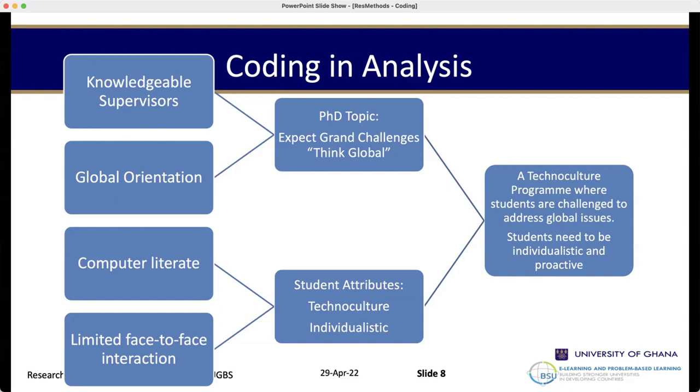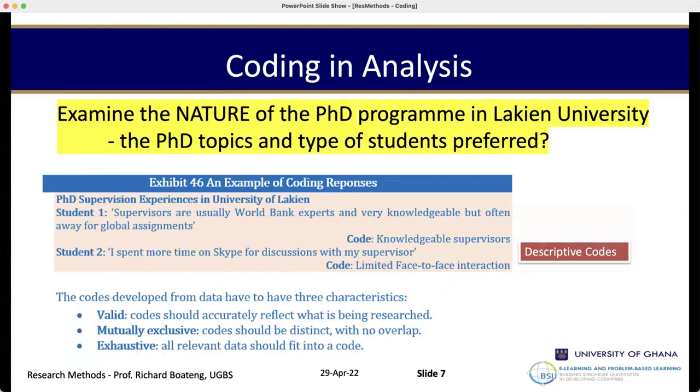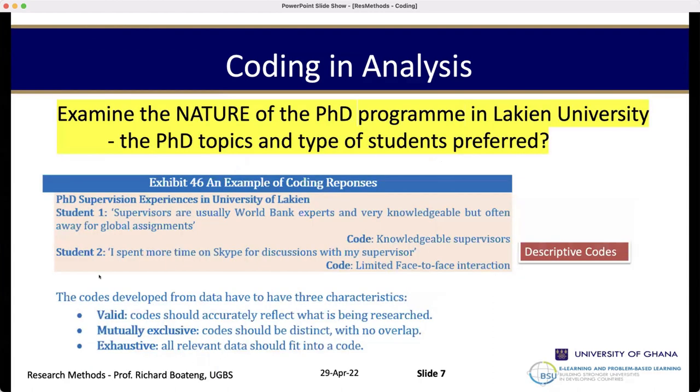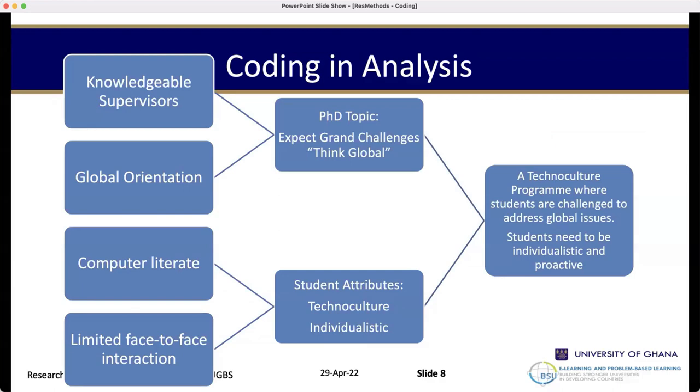Then if you look at the second statement, he says that I spent more time on Skype. It means that if you're coming to do a program in this university, you have to be computer literate. Is that not true, if I want to describe what type of students they are looking for? A computer literate student is what they are looking for. But what's the nature of the teaching, the way of interaction? There's going to be limited face-to-face interaction. So I wrote limited face-to-face interaction, because he's saying something like that.